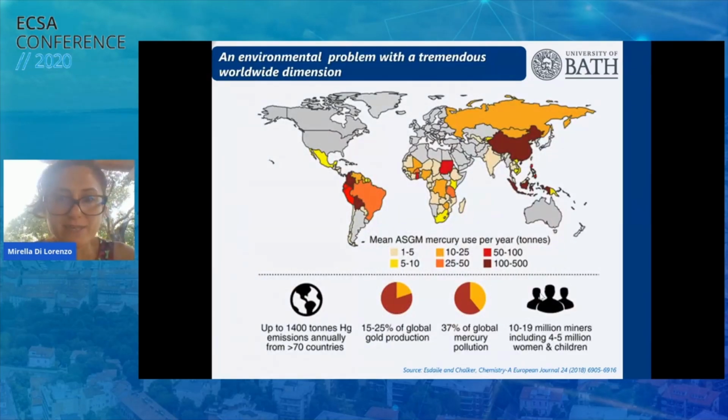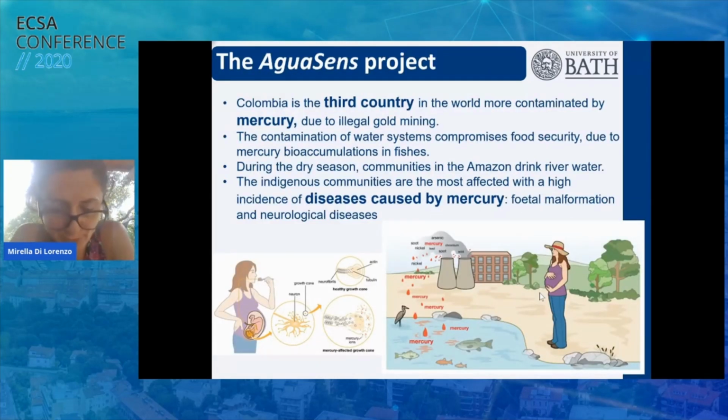Of course, gold mining and the release of mercury into the environment is not just a problem of Colombia. As you can see in this map, it is a problem of Latin America in general, but also Africa and Asia. So it's quite a widespread issue. And what's the problem with the illegal discharge of mercury in the environment? Well, the problem is the bioaccumulation of mercury in water, but also in fish. And this is something that affects not only the environment, but also public health. Colombia is the third country in the world affected by mercury contamination due to the illegal mining of gold.